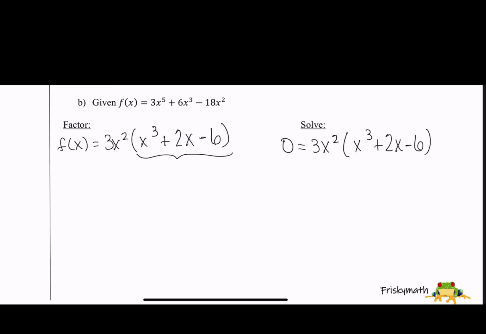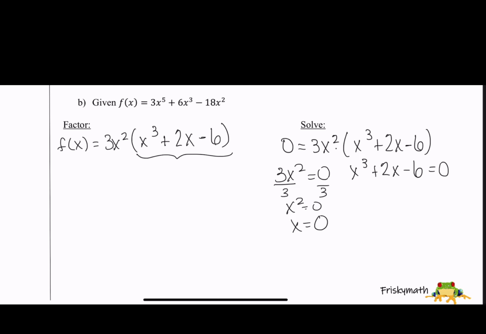Now, I can solve part of this. So I have two factors. I can solve the fact that 3x squared equals 0. Now this root, which is a cubic root, at this point we don't have enough tools to solve it, but eventually we will in the near future. So right now I can say to myself, if I divide both sides by 3, I get x squared equals 0. I know in fact that one of my x-intercepts is 0.